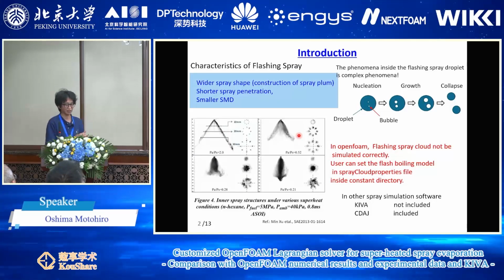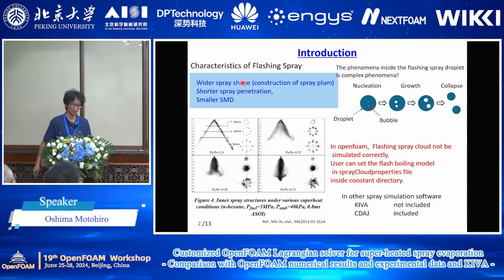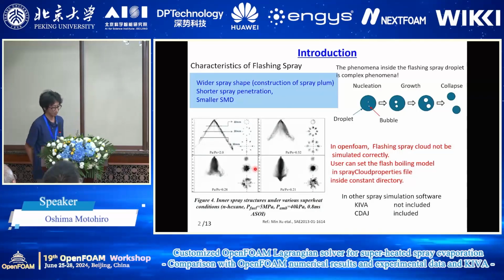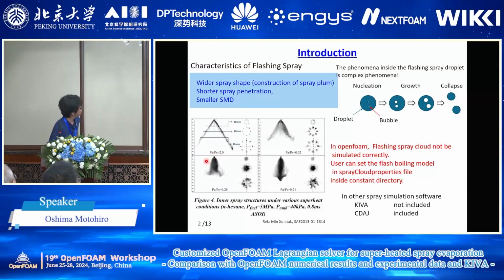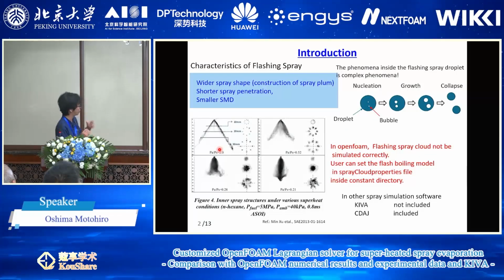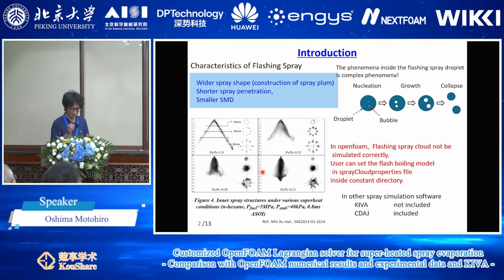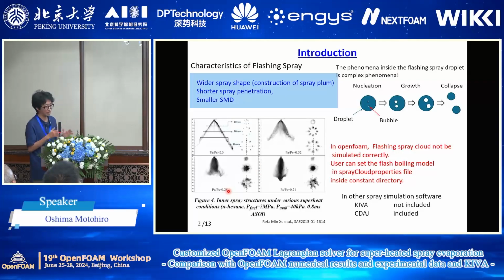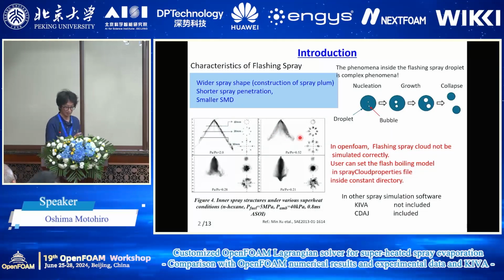Characteristics of flashing spray are a wider spray shape, shorter spray penetration, and smaller SMD. This figure shows the inner spray structure under various superheat conditions. PA is ambient pressure, PS is saturated pressure. As you can see, under superheat conditions the spray spreads wider, with shorter spray penetration and a smaller SMD.